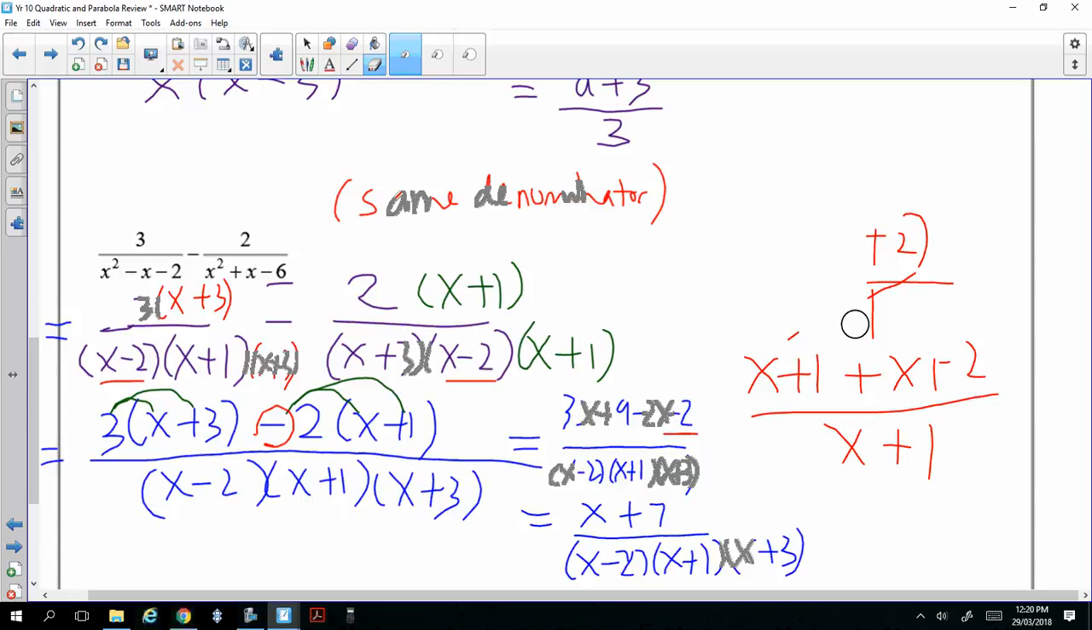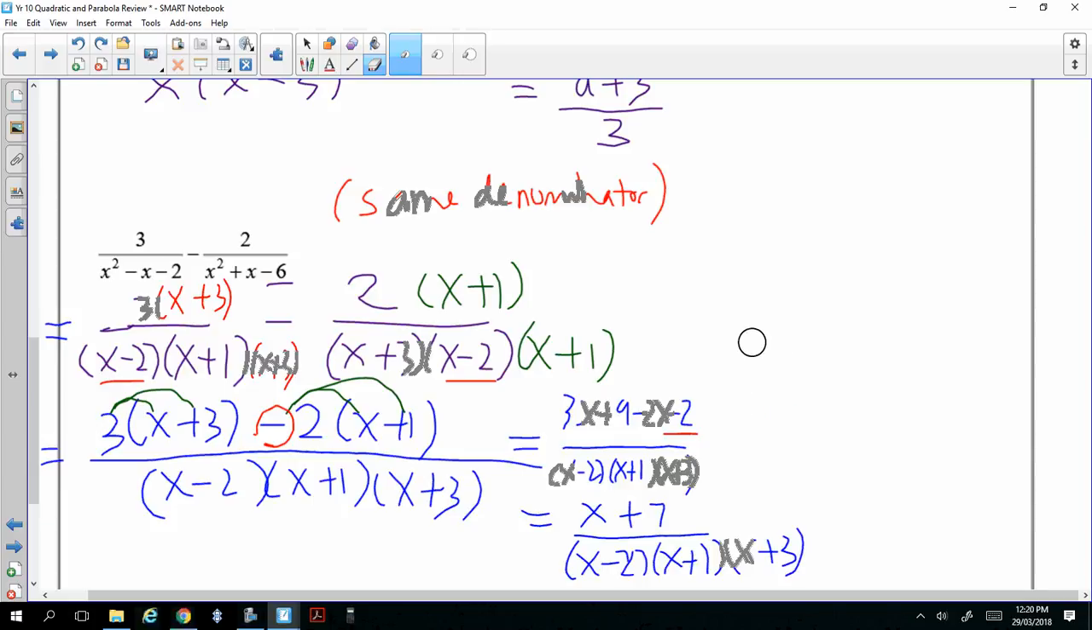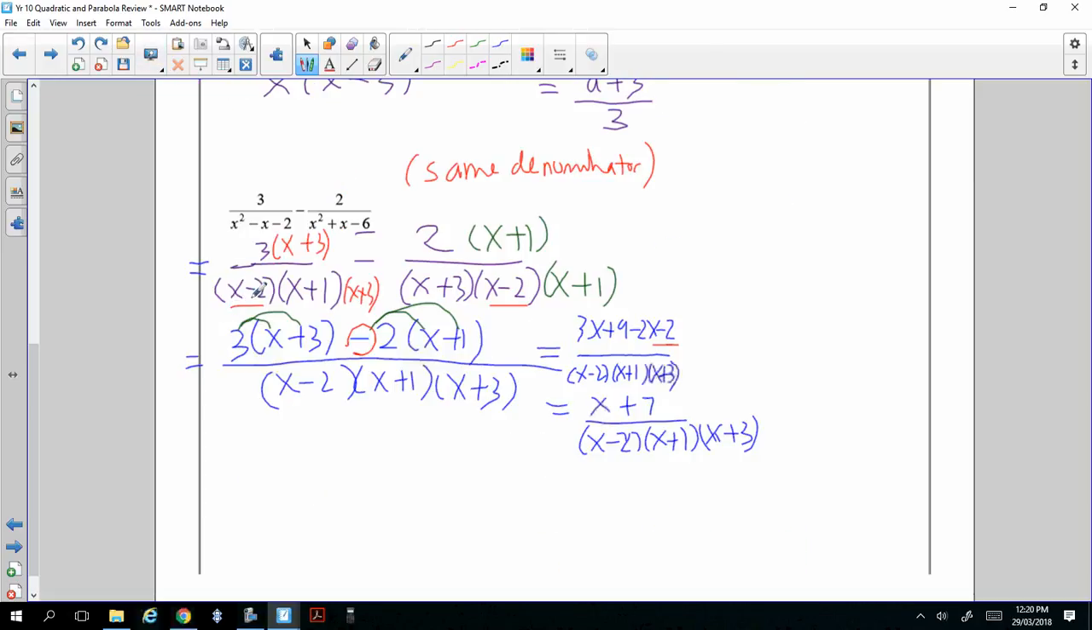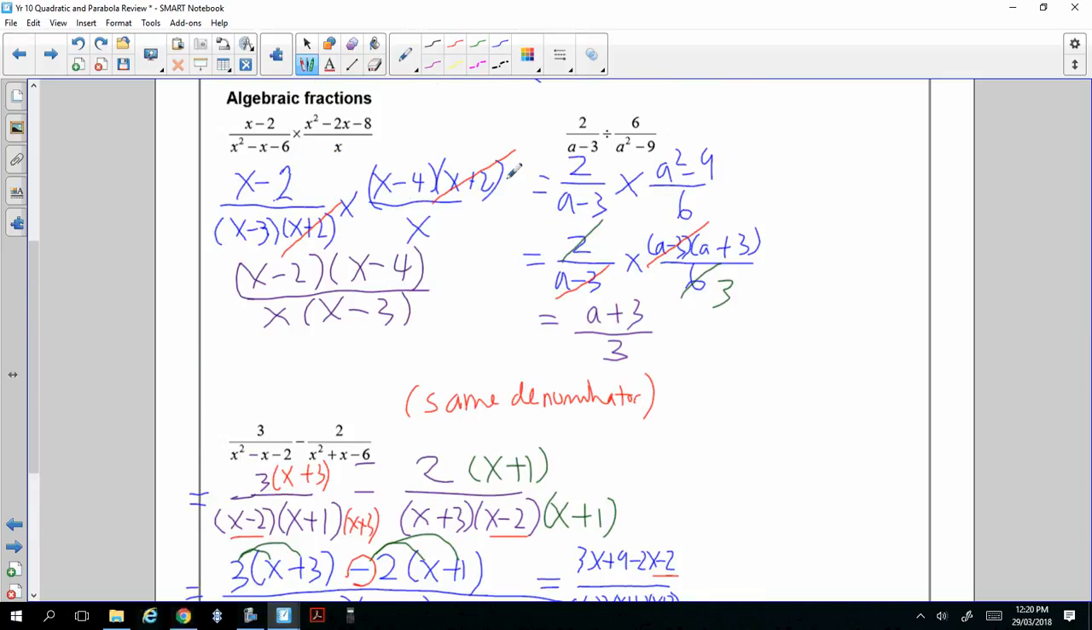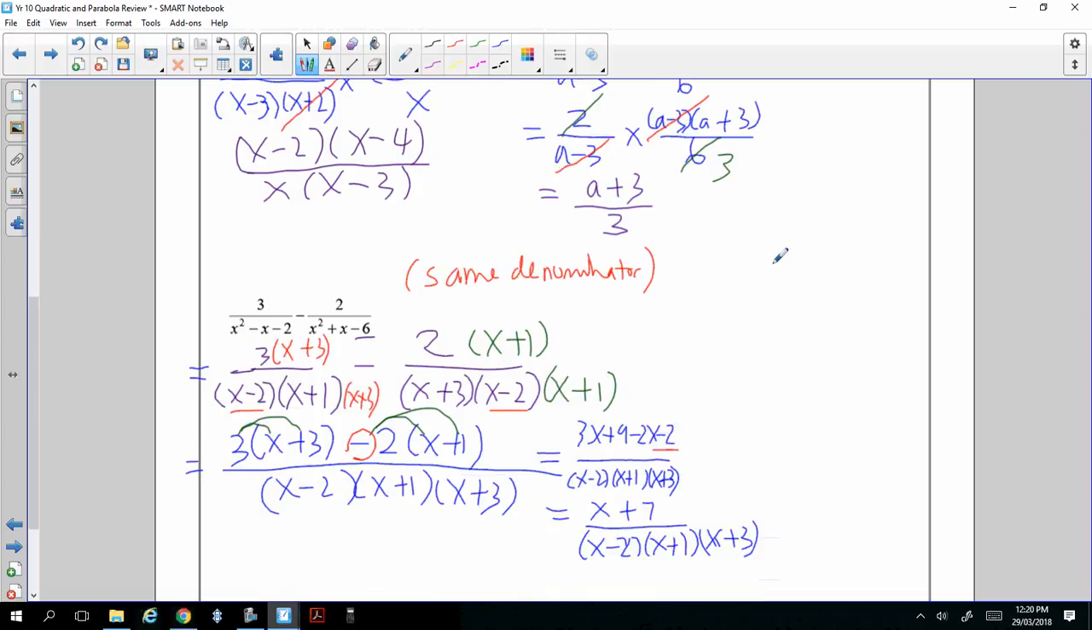Okay, any questions? So this is factorizing, how to simplify algebraic fractions, how to subtract with the same denominator. For times, you just cancel. For divide, reciprocal first, then cancel and factorize. That's all there is. And then after this, we're going to solve quadratic equations, which is also related to quadratics, but now we're solving equations. Let's go to the next page.